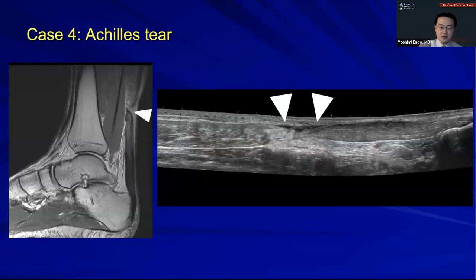Okay, next case. This is a case of an Achilles tear, and hopefully you have read ankle MRIs of this entity. It's a very common tendon to tear, and this is what the Achilles tear looks like on MRI. But with ultrasound, you can diagnose these ruptures pretty confidently too. You can see the Achilles tendon on its side, and this big defect of the tendon. This is distal, at the calcaneal insertion. This is proximal, near the muscle tendon junction. But you can see this full thickness tear of the Achilles tendon.